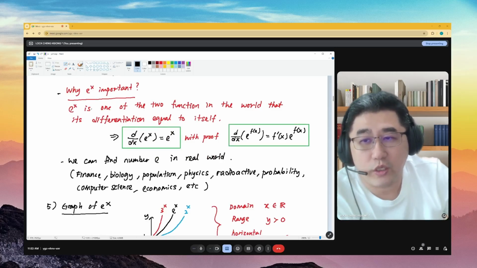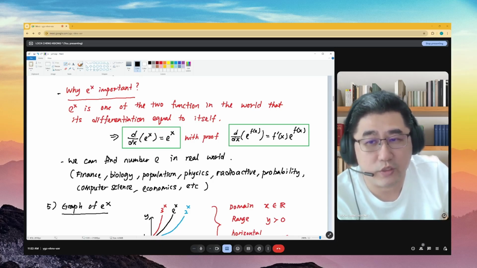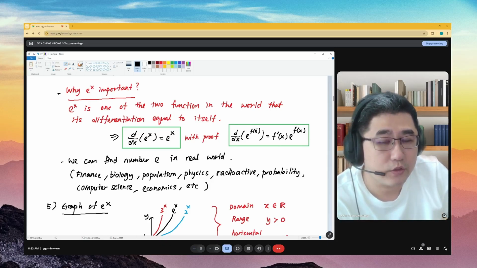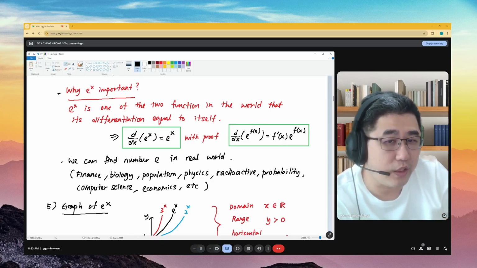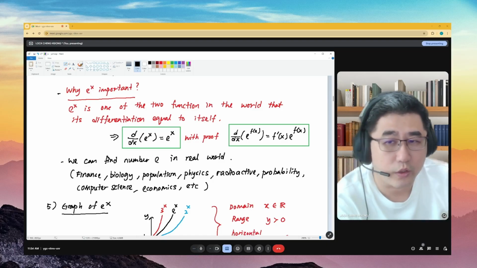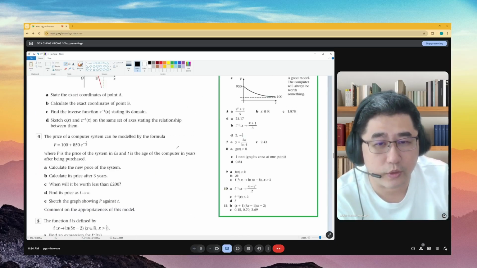Next, why is E^x important? E^x is one of the two functions in the world whose differentiation equals itself. In other words, if you take d/dx of E^x, it gives you E^x. But here you also need to know the proof. The alternative form is e to the power of f(x): you differentiate f(x) and put it in front, and you copy the same thing e^f(x) here. So let's talk about the proof for this one first. The d/dx of E^x equals E^x.